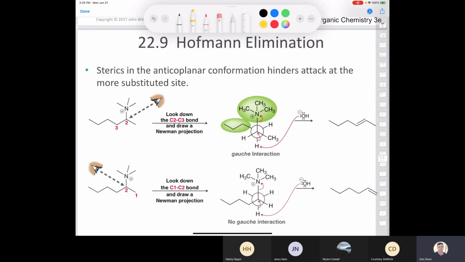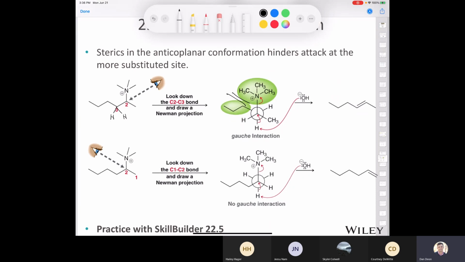Well, it's nothing more than, and I'm never going to ask you to draw the Newman projection of what's going on here, but it's basically, if you try to do the elimination to make the Zaitsev product, if you look down the carbon-2, carbon-3 bond, in order for one of these protons on carbon-3 to be anti-periplanar to the leaving group, you end up with a gauche interaction, okay? Whereas if you do the Hofmann elimination, if you remove one of these 3 protons, you can have a conformation where there's no gauche interaction. That's the answer. It's nothing more than that.